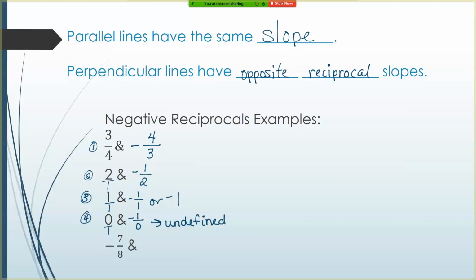That one you won't have happen in your assignment, but it's just something to be aware of. And then the last one, you have negative 7 divided by 8. If it's negative and I want the opposite, I'm going to have a positive. And then if I flip my fraction, I had 7 over 8. Now I have 8 over 7. Questions on these?